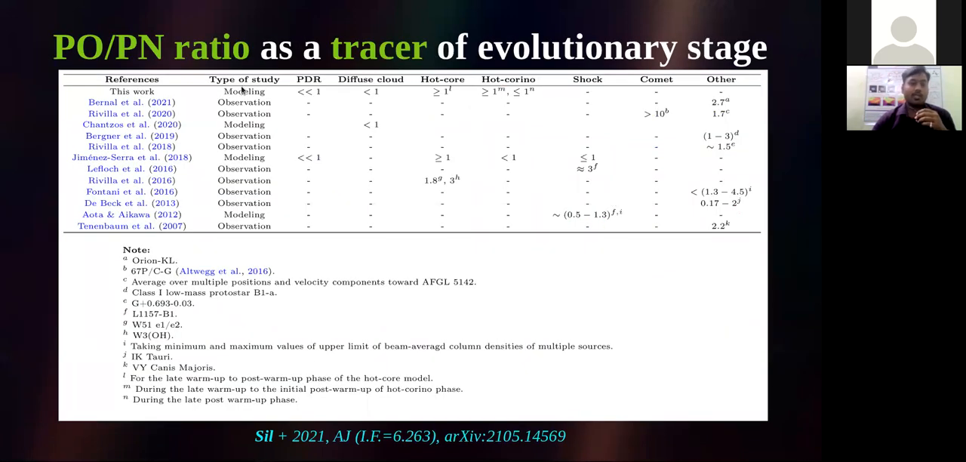So this is the summary of PO by PN ratio, which could be said to act as a tracer of different evolutionary stages. In our work, we modeled PDR region, diffuse cloud region, and hot core region, and found that our PO by PN ratio matches with the early modeling results by Jimenez-Serra et al.